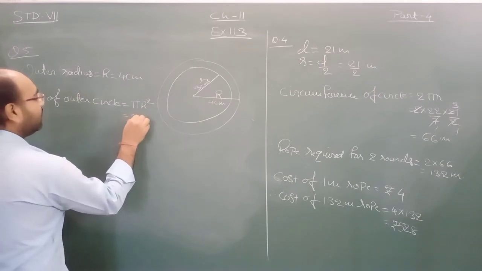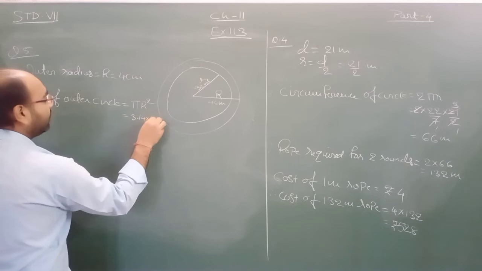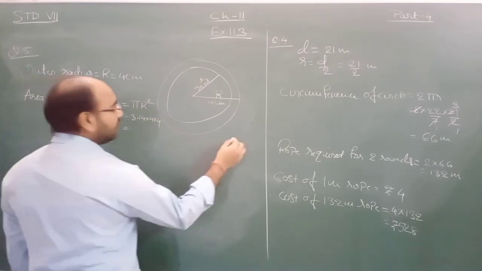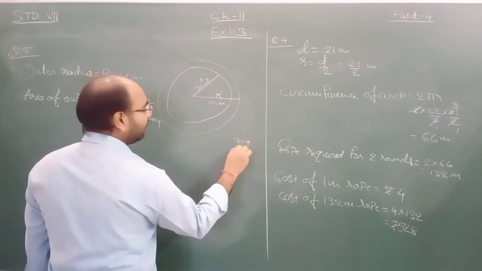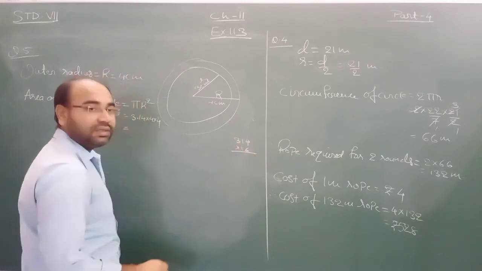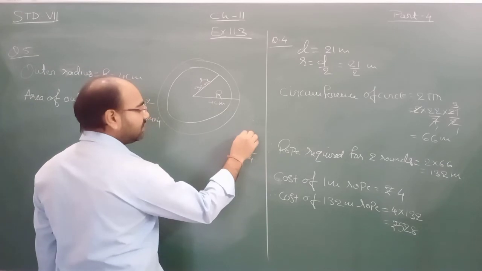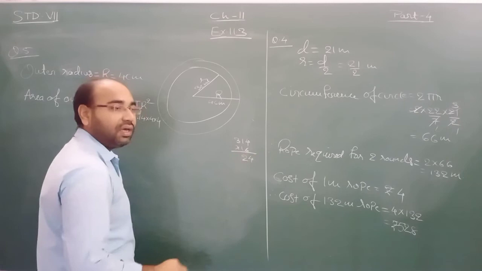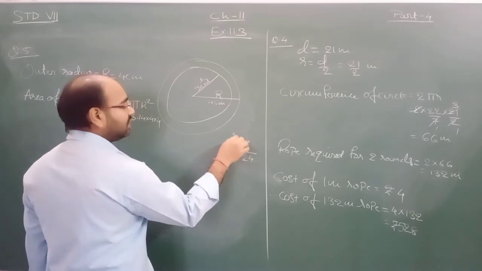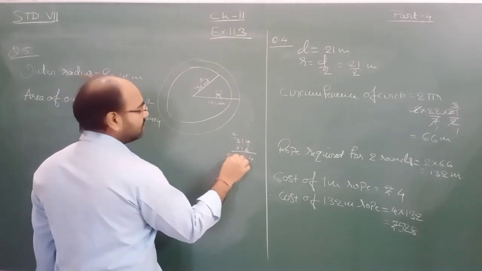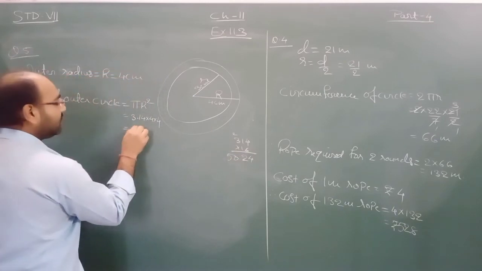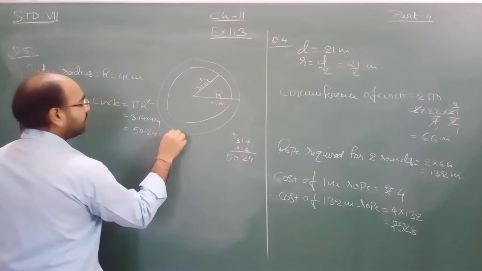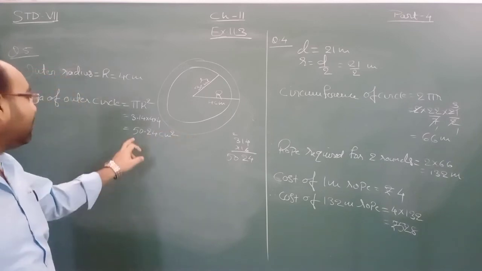So that will come to 3.14 into 4 into 4. So 4 4s are 16. So 314 into 16. So 16 4s are 64. 6. 16 1s are 16 plus 6 is 22. So 2. 16 3s are 48 plus 2 is 50. So it comes 50.24 centimeter square. That is the area of what we are getting.